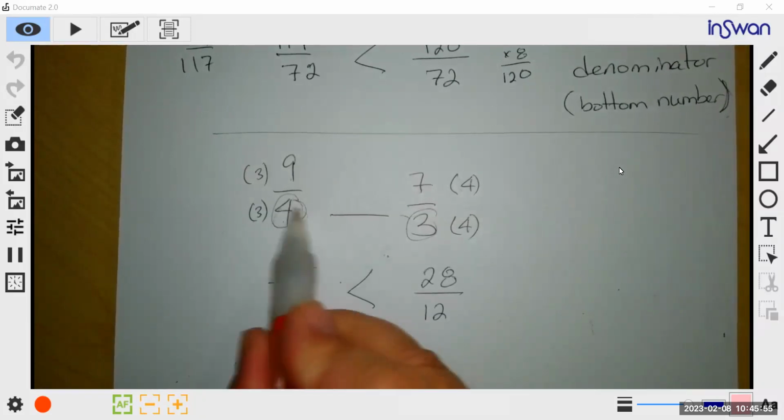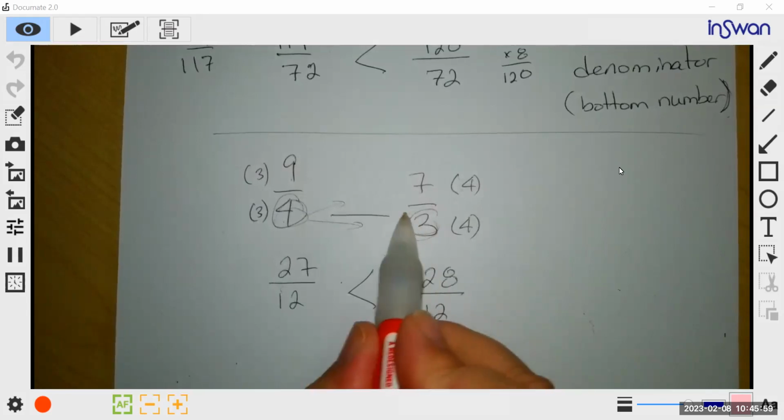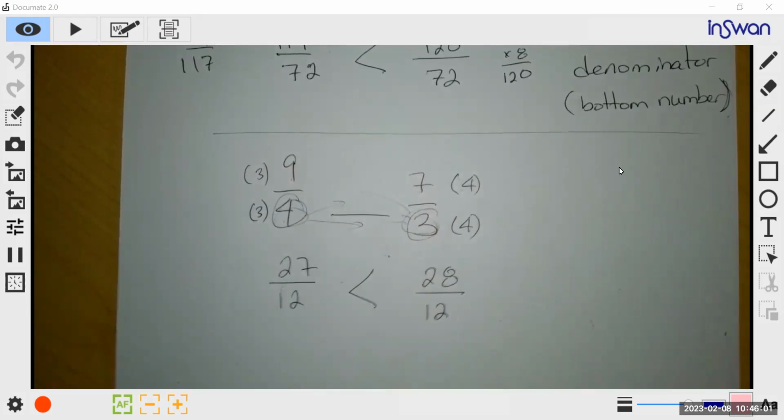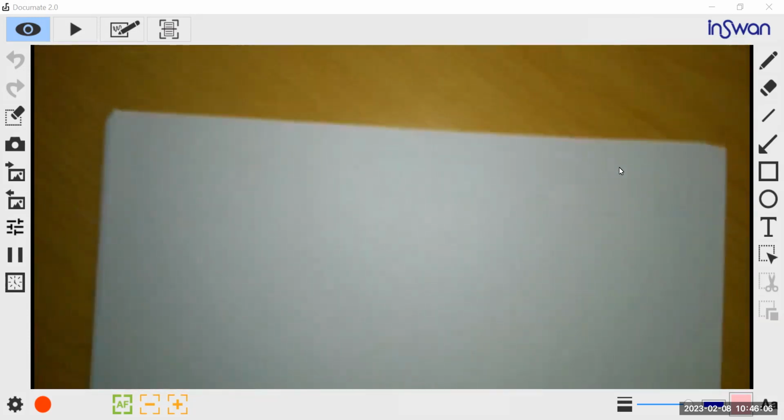So I take whatever I have in the bottom here, multiply it to top and bottom there. Whatever's the bottom here, take bottom. I did that because they're small numbers. What if I had bigger numbers?